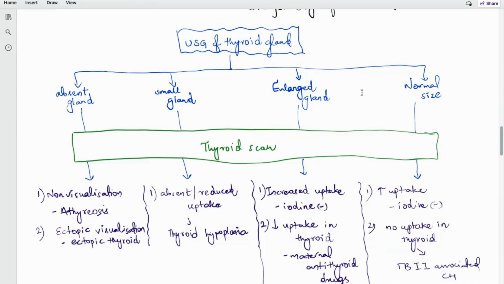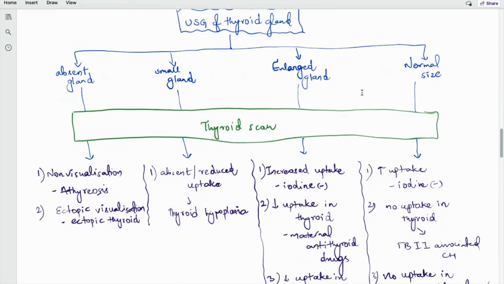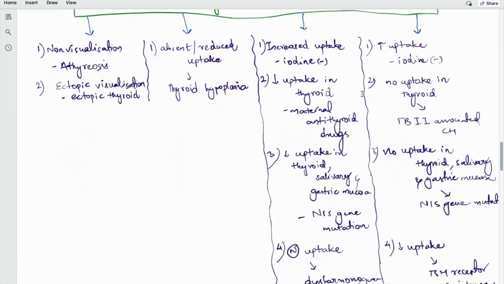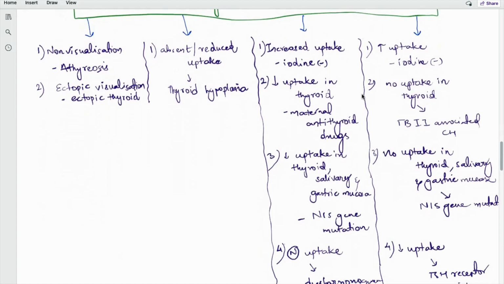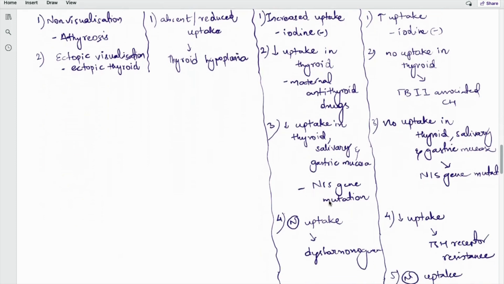Whereas if there is an enlarged gland on ultrasonography and there is increased uptake on thyroid scan, it is due to iodine deficiency. And if there is decreased uptake in the thyroid gland only, it is due to maternal antithyroid drugs. If there is decreased uptake in thyroid glands, salivary glands, and gastric mucosa, it is because of sodium iodide symporter gene mutation. If there is normal uptake, it is because of dysharmogenesis.